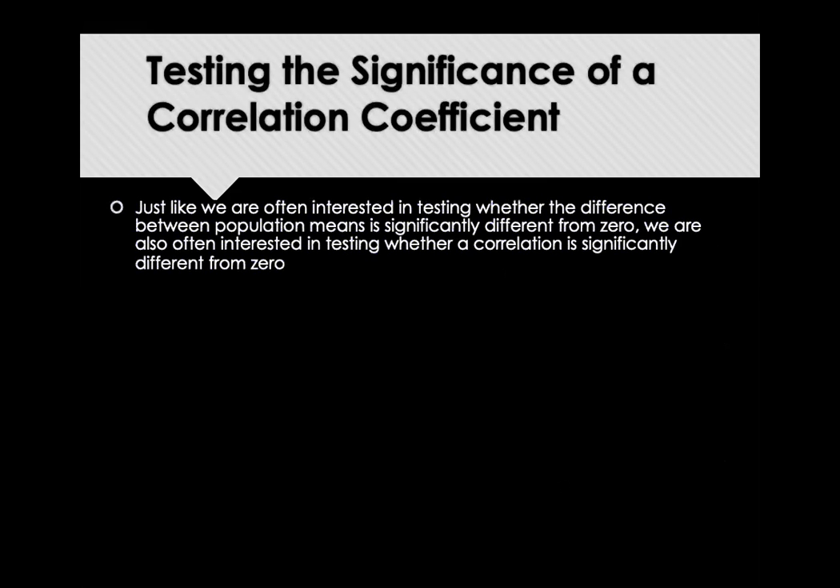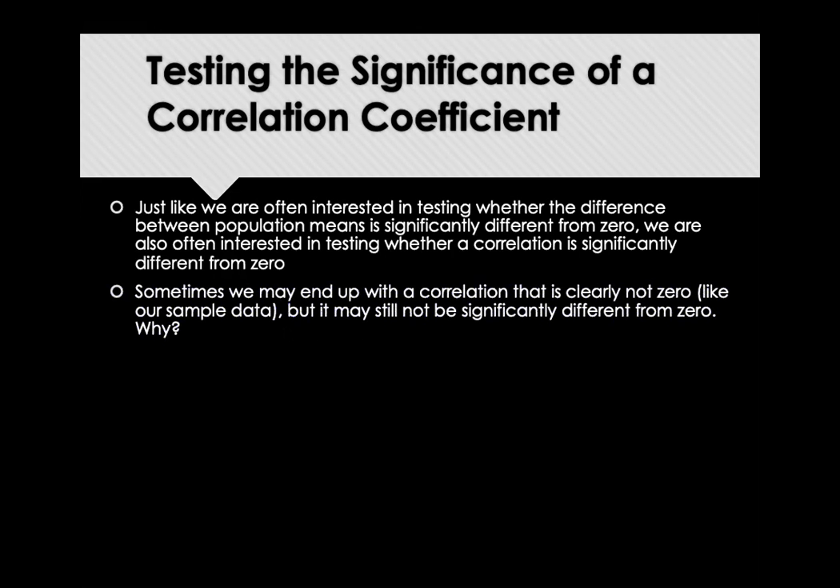Okay, so just like we're interested in testing whether a difference between population means is significantly different from 0, we're also interested in testing whether a correlation is significantly different from 0. Sometimes we could end up with a correlation that is clearly not 0, like the sample data we just calculated, where the correlation was 0.6, but it still may not be significantly different from 0.